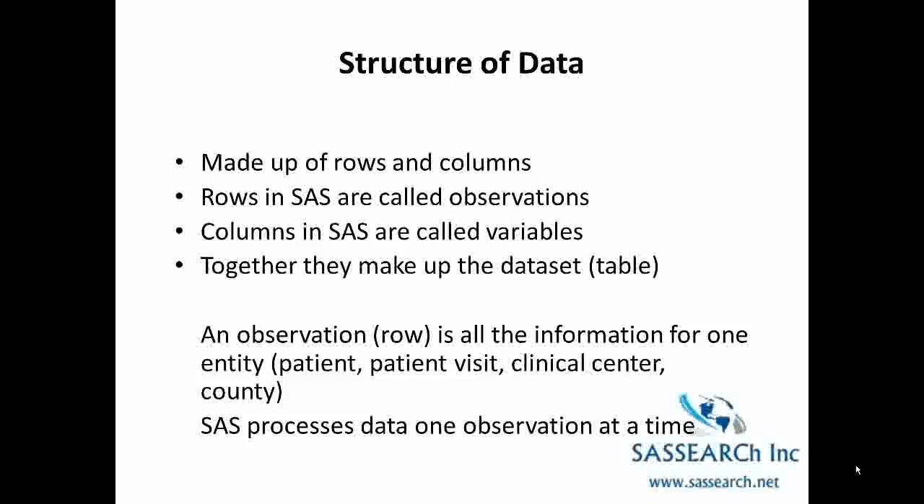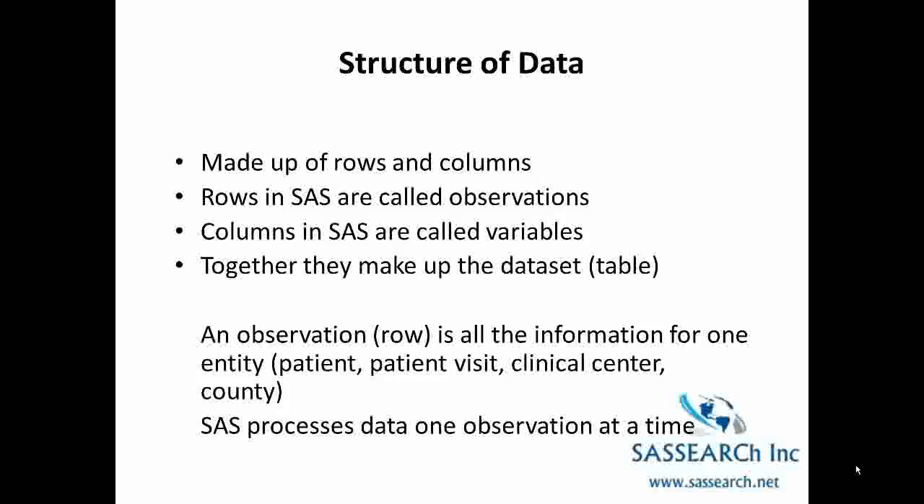Before looking at a SAS program, let's make sure we understand the structure of data and some of the terms SAS uses to describe data. Data is made up of rows and columns. This structure is found both in the raw data and in a SAS data set. Rows in SAS are referred to as observations. Columns in SAS are referred to as variables.